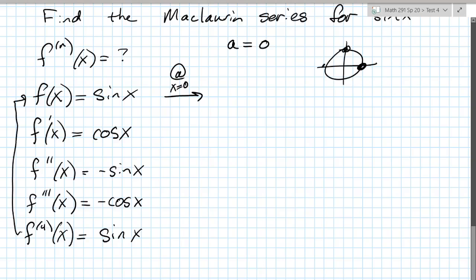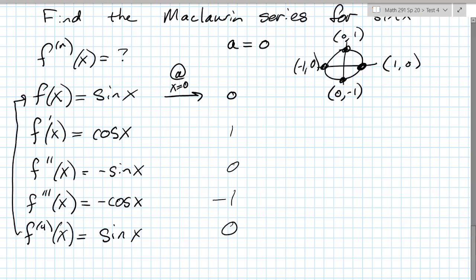We'll do a quick unit circle over here. So what are these points on the unit circle? We've got 1, 0, 0, 1, negative 1, 0, and then 0, negative 1. Okay, so our sine at 0 is 0. Our cosine at 0 is 1. Then we have 0, negative 1, 0, and we start again from the top and repeat.